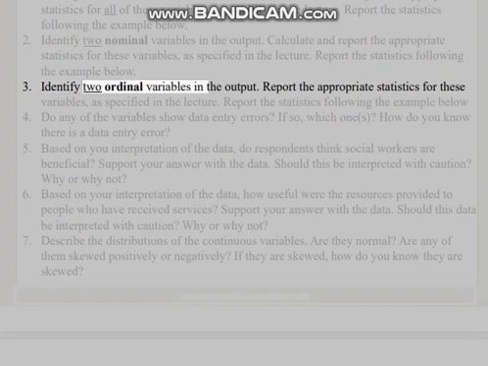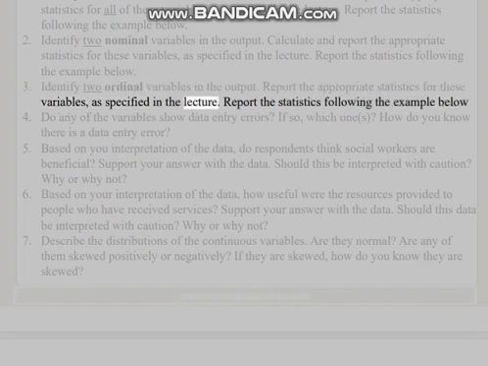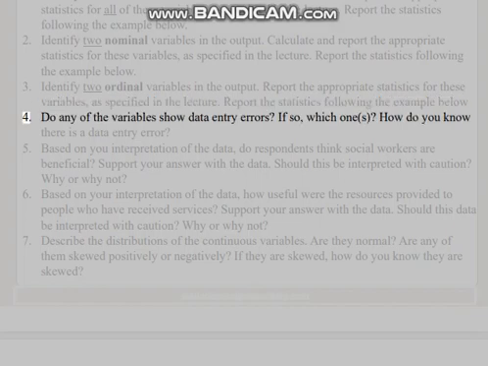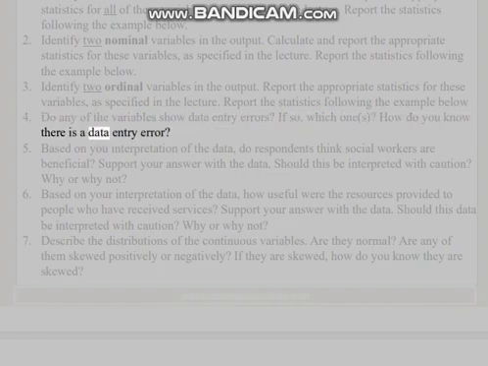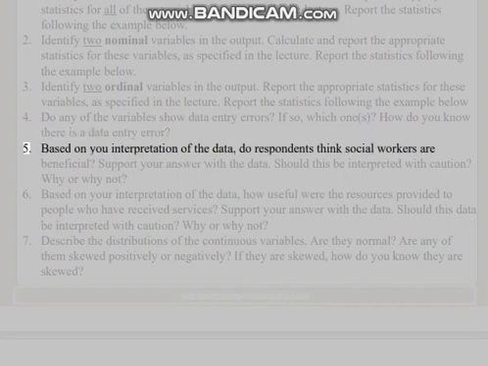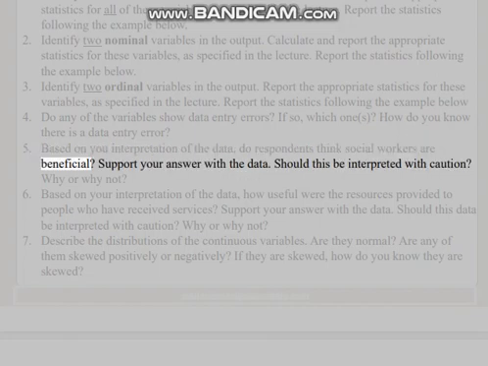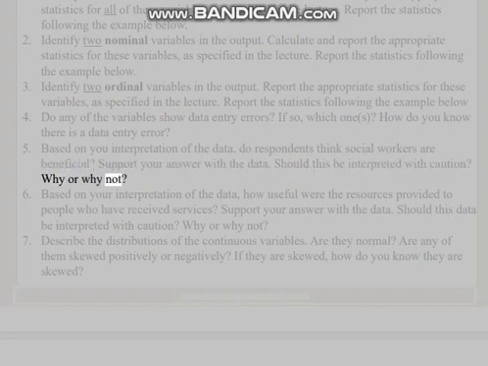3. Identify two ordinal variables in the output. Report the appropriate statistics for these variables, as specified in the lecture. Report the statistics following the example below. 4. Do any of the variables show data entry errors? If so, which ones? How do you know there is a data entry error? 5. Based on your interpretation of the data, do respondents think social workers are beneficial? Support your answer with the data. Should this be interpreted with caution? Why or why not?